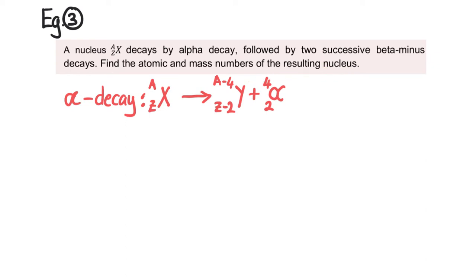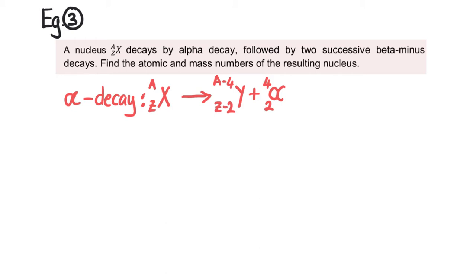So there are three decays that take place here. The parent nucleus is the X nucleus, and it undergoes an alpha decay, and then it undergoes a beta minus decay, and then another beta minus decay. So let's take a look at how we do this.